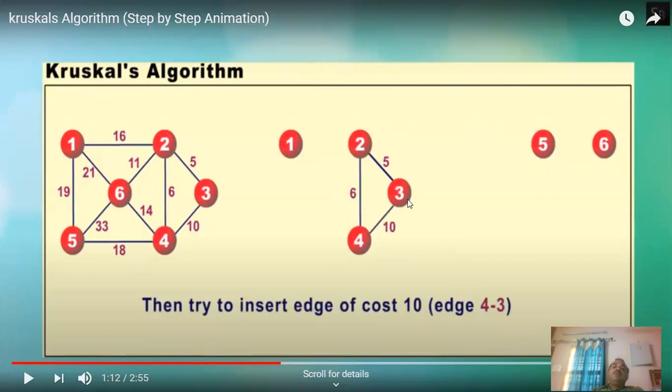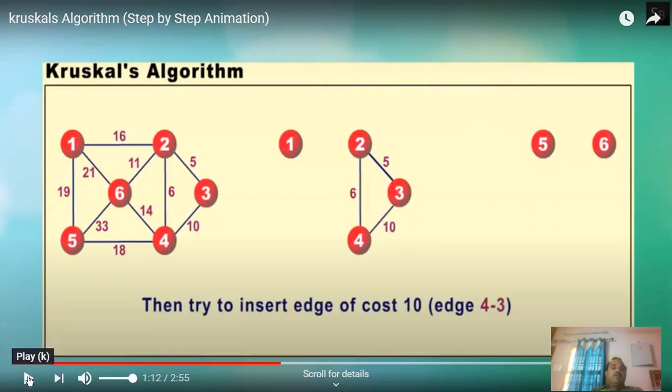Here is the root node, then branches. Then there is no path between 3 and 4. That's why we want to generate a minimum cost spanning tree from the given graph using Kruskal's algorithm. Simply avoid it. So here 3 to 4, this link is avoided. This way it is avoided. Avoid it means remove.